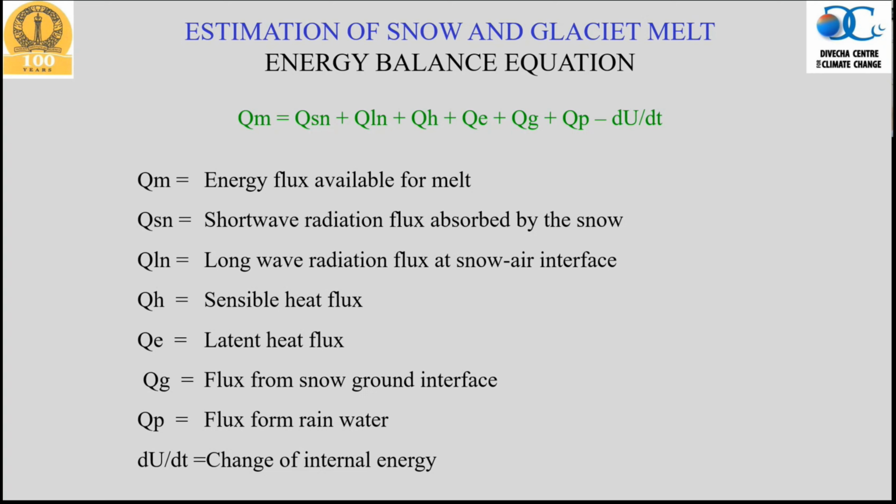Then there is a sensible heat flux. Then there is a latent heat flux and flux from the ground, the snow and ground interface. That means we have seen that snow is a bad conductor of heat, and because of that, there is some moisture energy transfer from the ground to the snowpack. So that is the flux from the snow ground interface, and then the flux from rainwater.